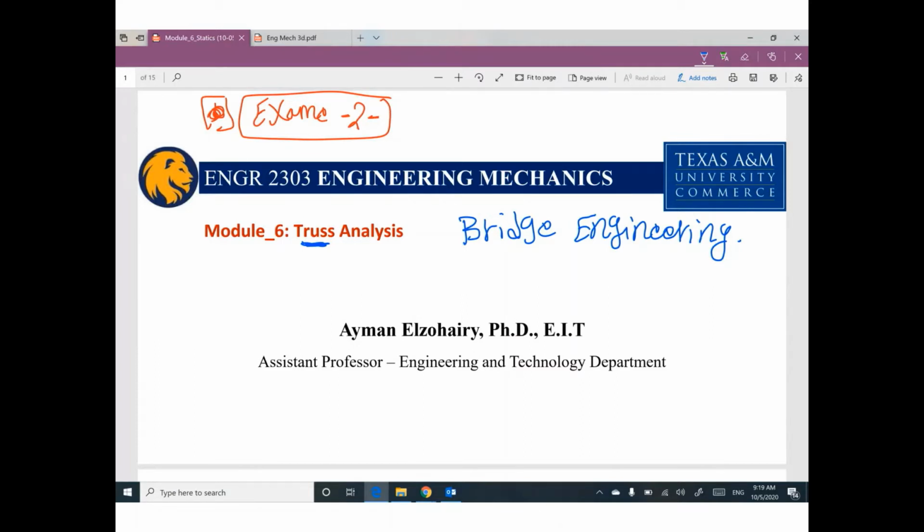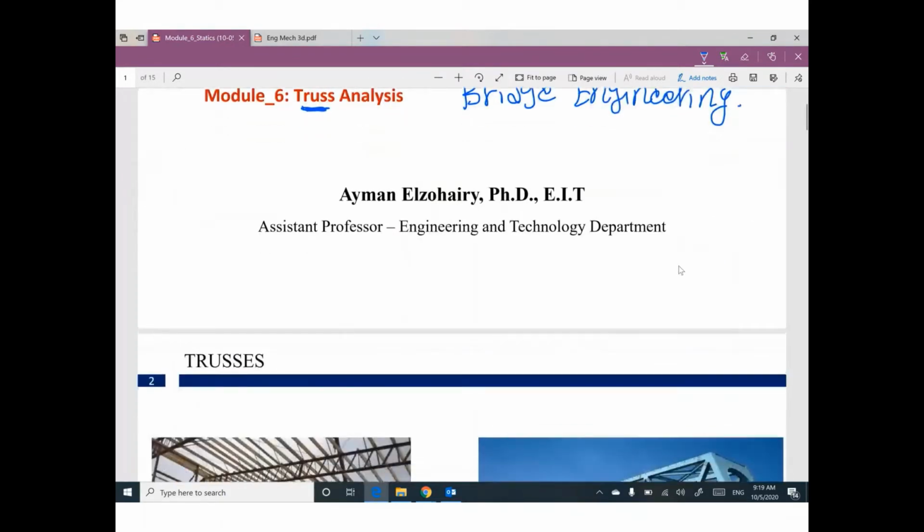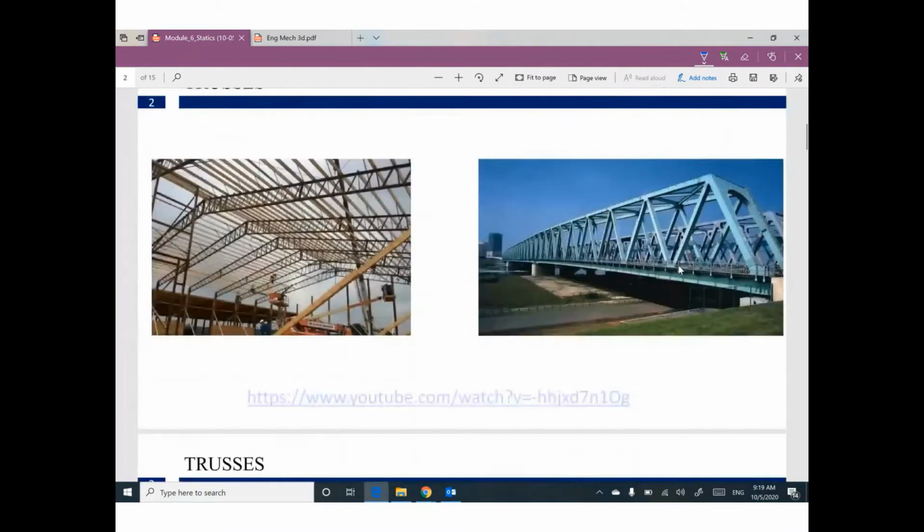What is the meaning of truss? Truss means a type of structure. I believe you have seen these types before while driving, beside your home, anywhere. We have members, and these members are connected together. The final shape of this structure can be called a truss.